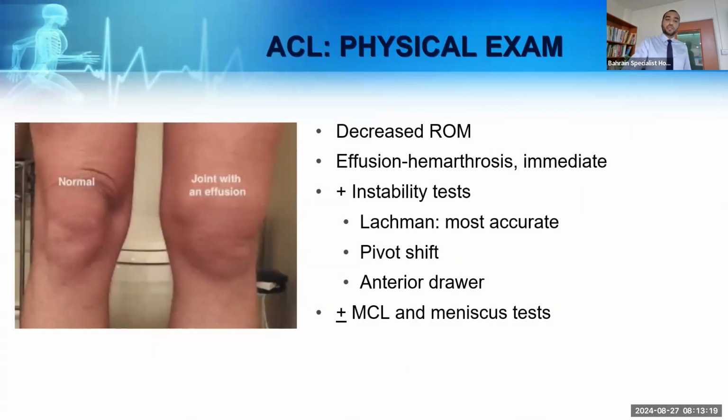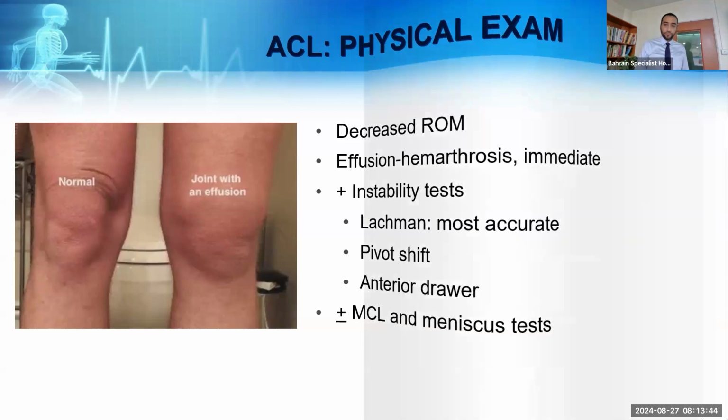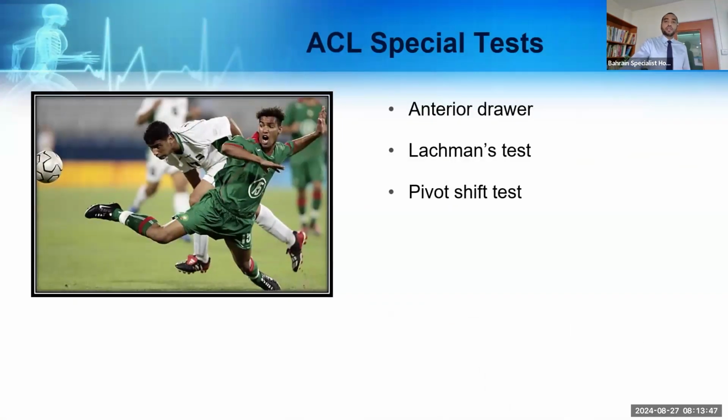On examination, in acute injuries, you can see a lot of effusion and swelling, and decreased range of motion. In chronic cases, you can see instability of the knee. Instability of the knee can be checked by various tests, which I'm going to discuss in the upcoming slides. Also, there may be an associated MCL injury or a meniscal injury. The special tests which are done for the anterior cruciate ligament are the anterior drawer test, the Lachman test, and the pivot shift test.